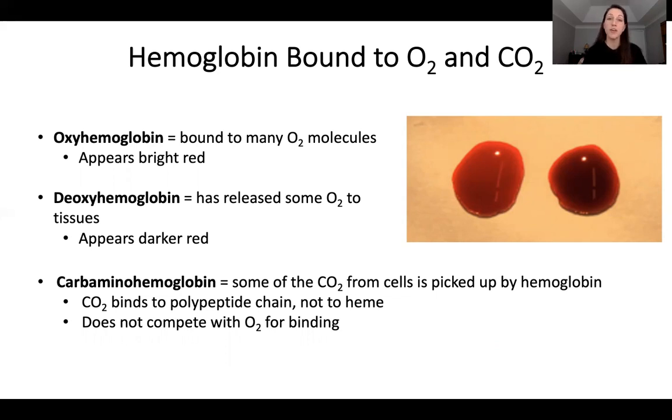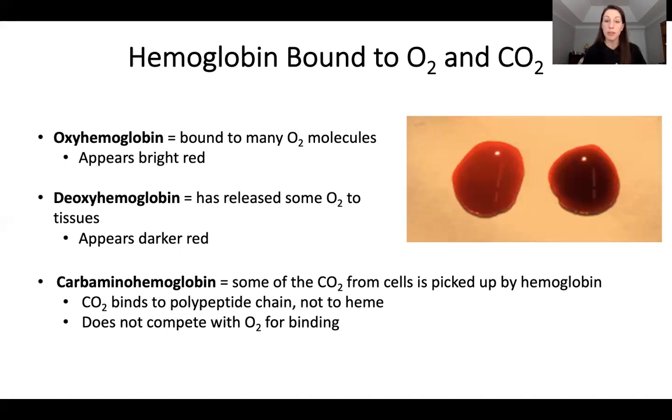Okay, and then the third form of hemoglobin, or the third way to describe a hemoglobin molecule, is carbaminohemoglobin, and that is hemoglobin that has picked up some carbon dioxide. Now, about 24% of the carbon dioxide that's produced by cells as waste products is picked up by red blood cells. Again, there are other mechanisms that take care of the other 76% or so of carbon dioxide that's produced. But remember, hemoglobin can pick up some of those carbon dioxide molecules that are being put back into the bloodstream as a waste product of cellular respiration.